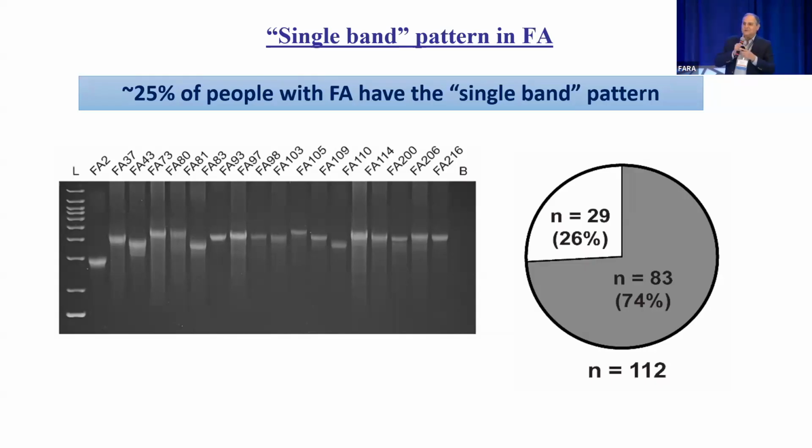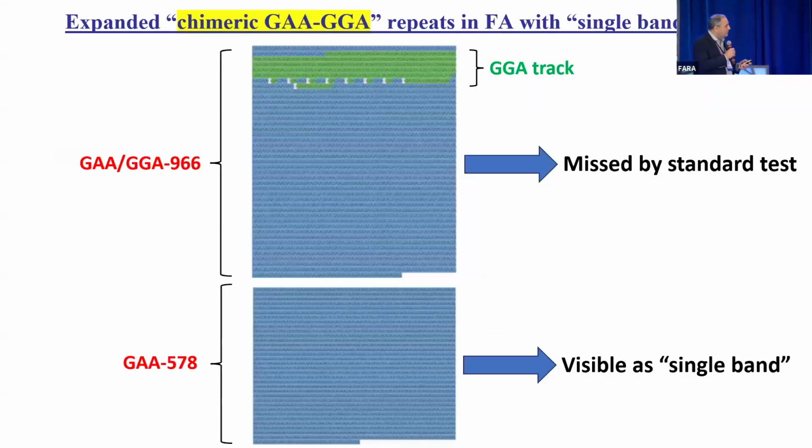And you heard today from Bridget. Bridget said FARA gave us $75,000. So we were able to sequence a lot of people to see what is going on. What do they have? And the first chimeric repeat that we found was in one of these people.